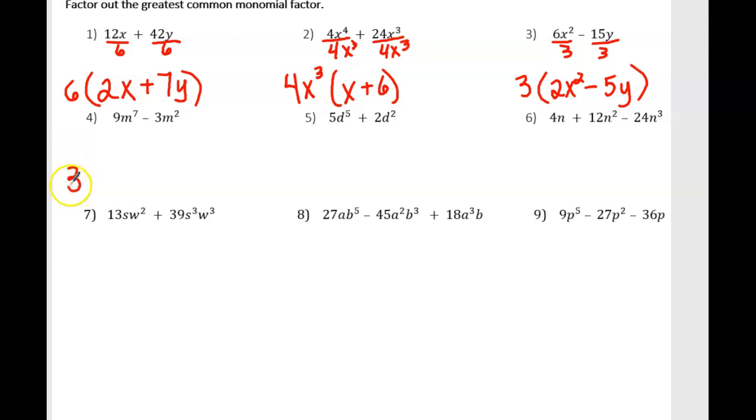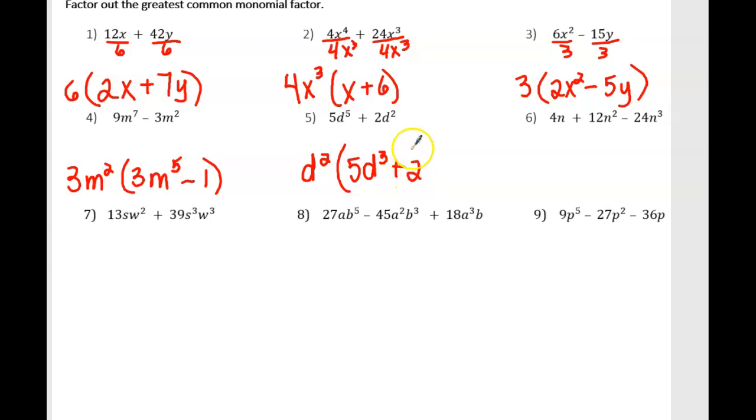We're going to factor out, the greatest common factor would be 3m squared, and this would be 3m to the 5th minus 1. Number 5, the greatest common factor of 5 and 2, you can't factor out a number piece, but you can factor out a d squared. So this would be 5d to the third plus 2.